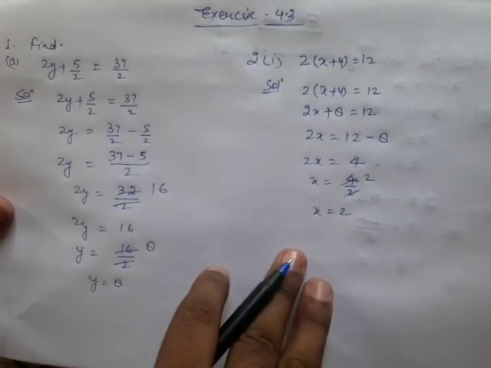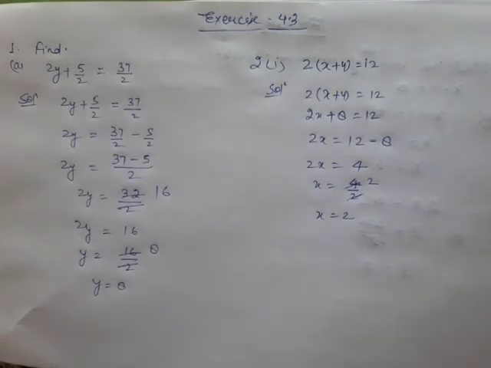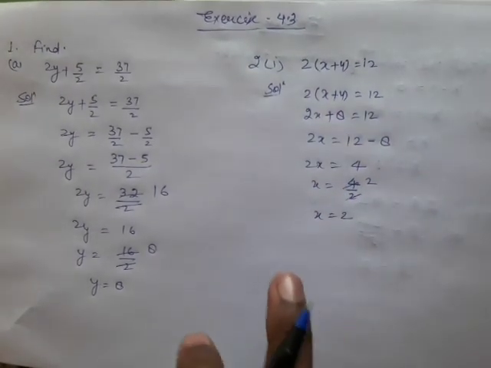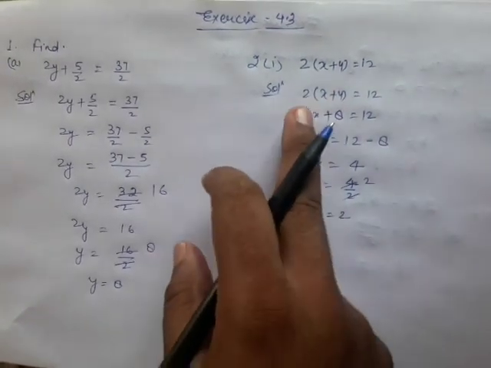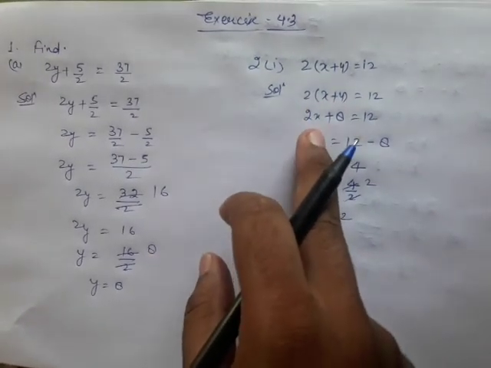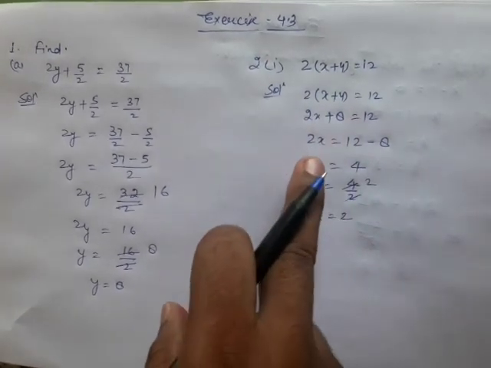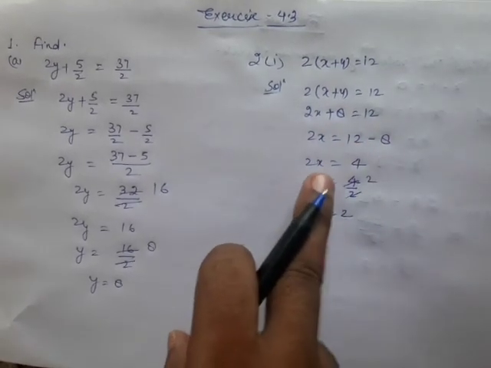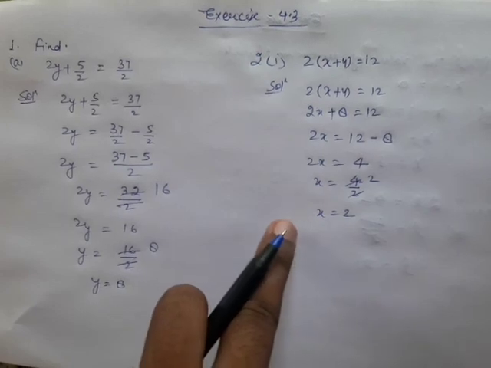Clear? It is like a fraction. It is a simple equation. 2 in bracket x plus 4 equal to 12. First of all we will solve the bracket. 2 into x is 2x, 2 4s are 8, equal to 12. 2x equal to 12 minus 8. 2x equal to 4, x equal to 4 by 2. 2 2s are 4, x equal to 2.